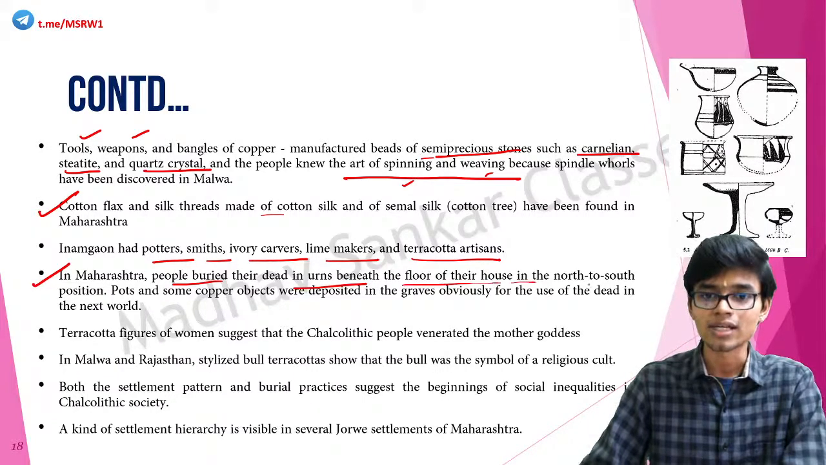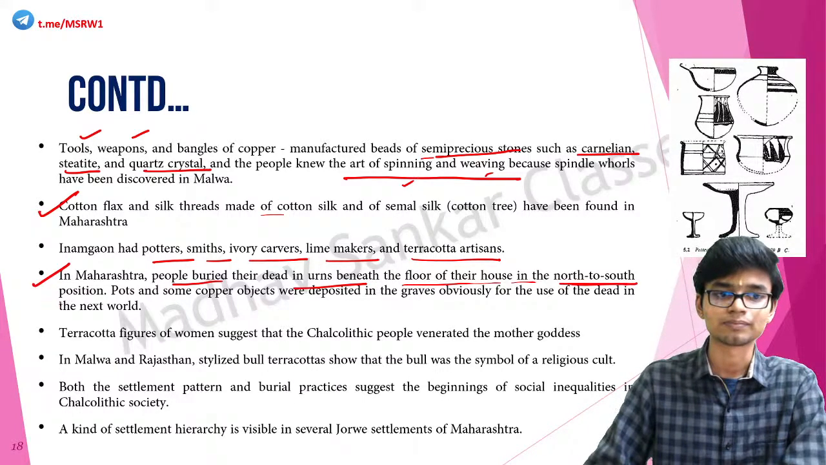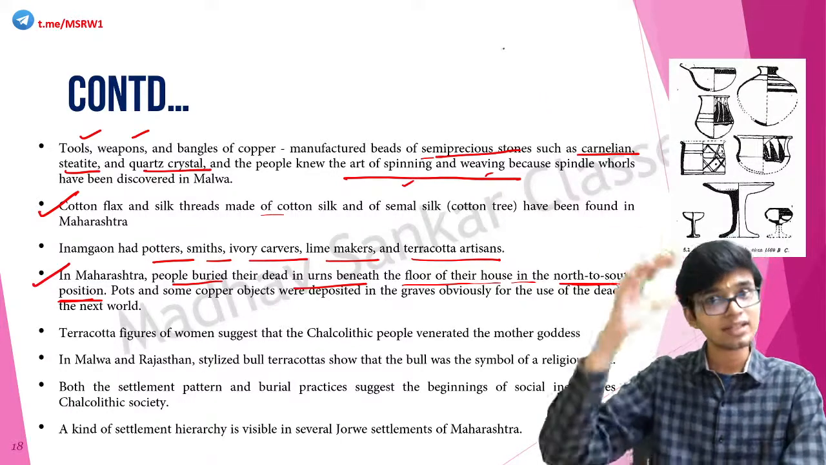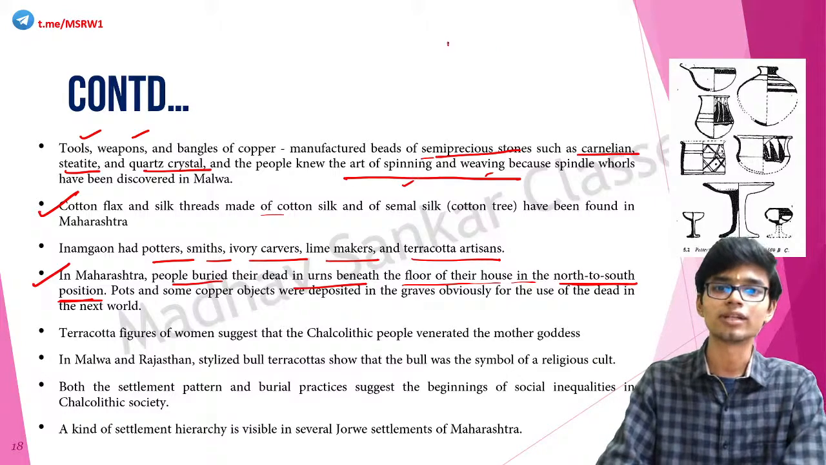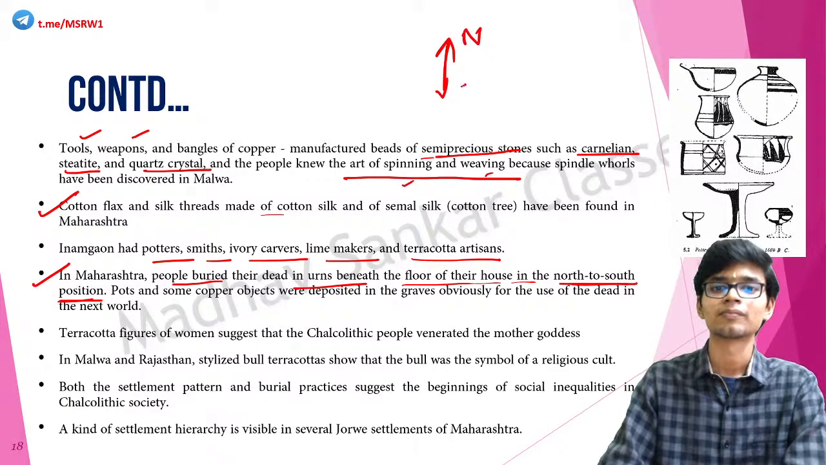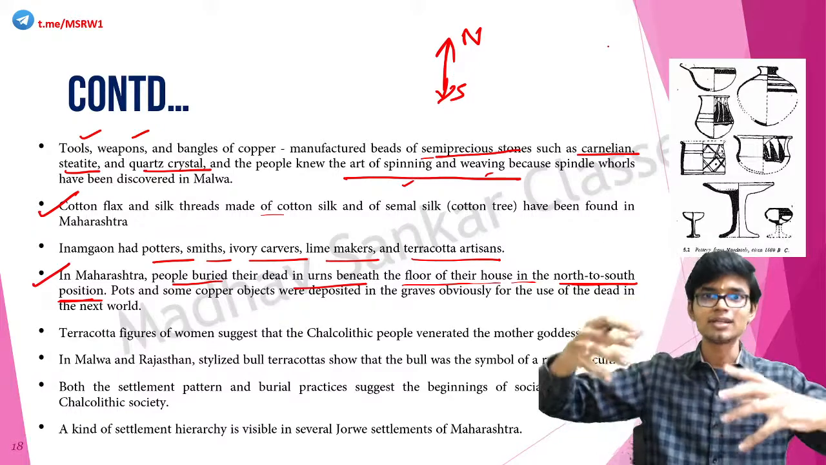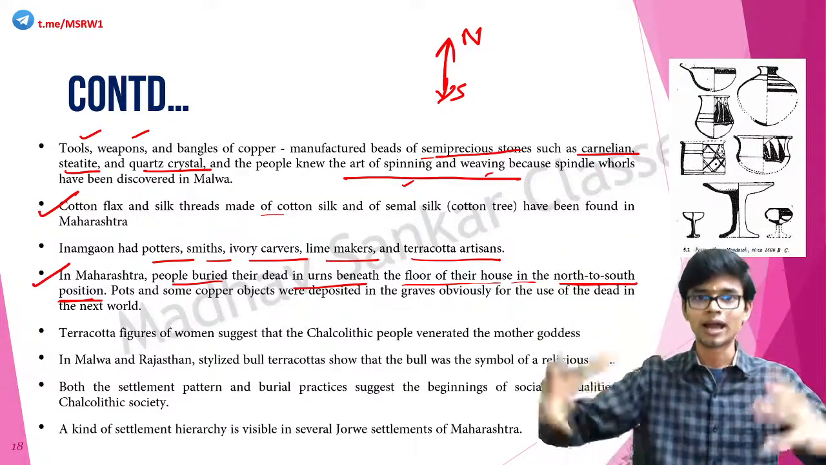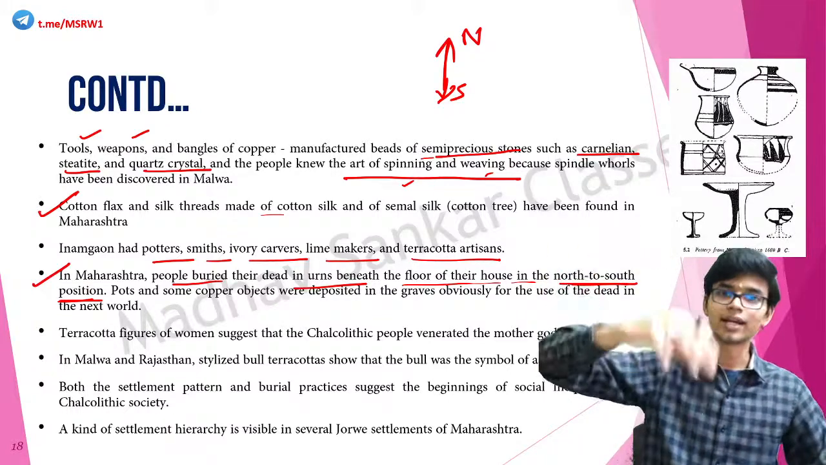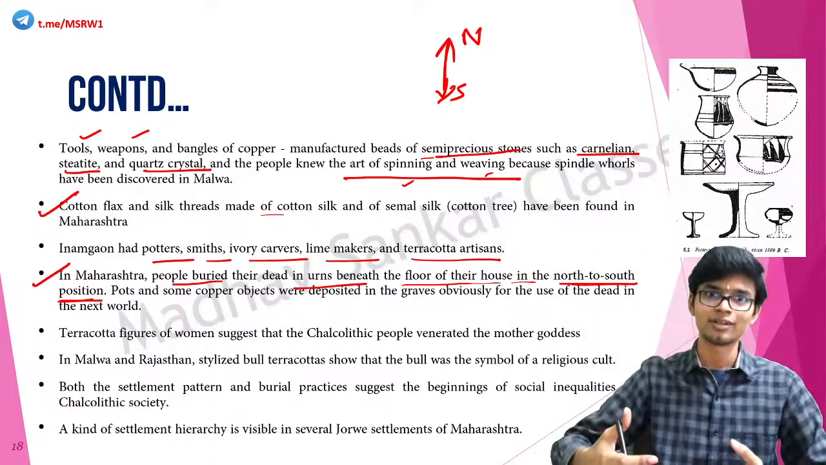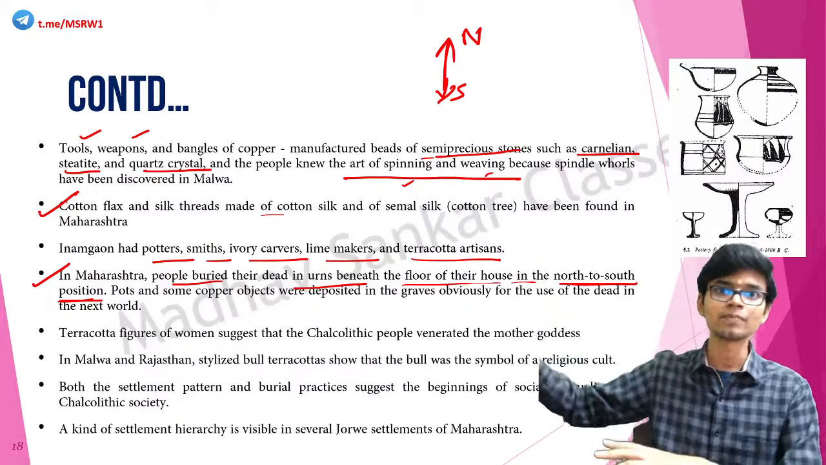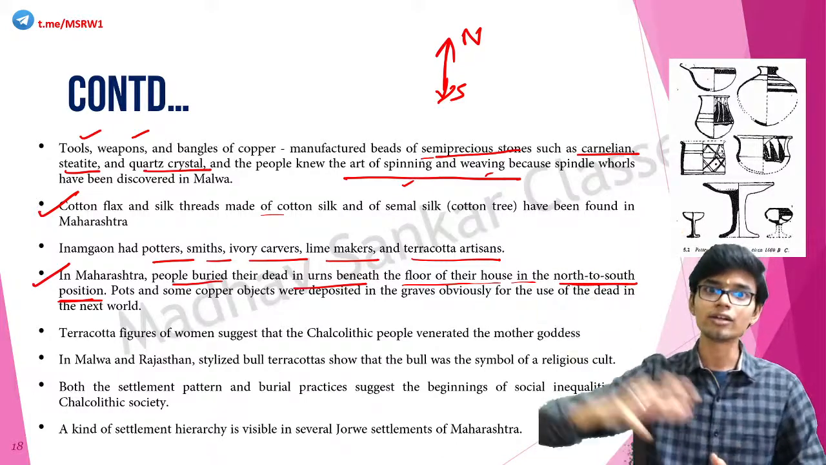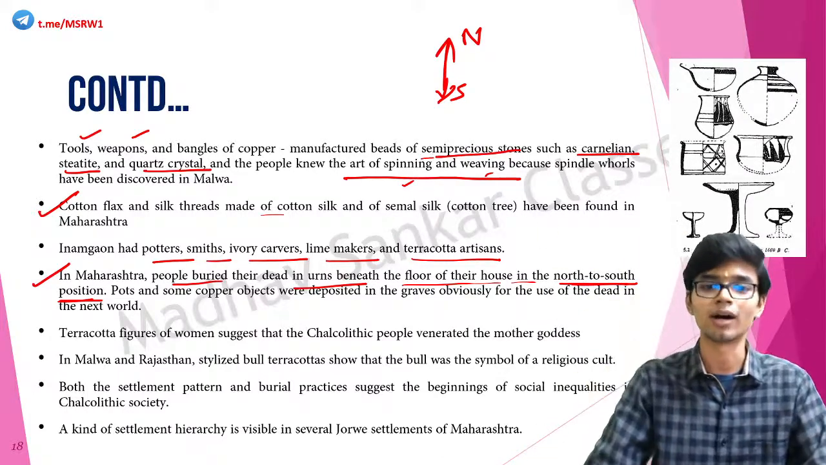One other important curious thing in Maharashtra is that we have evidences of people being buried in urns beneath the floor of their house in a north to south direction. In Maharashtra, the dead were buried within their houses in a north to south direction, like this. The dead person is put in a huge jar. It's called an urn, and this entire urn is buried inside your house itself. There is no separate cemetery, and it's not cremated. It's actually buried within your house in a north-south direction. This is very peculiar about Maharashtra.